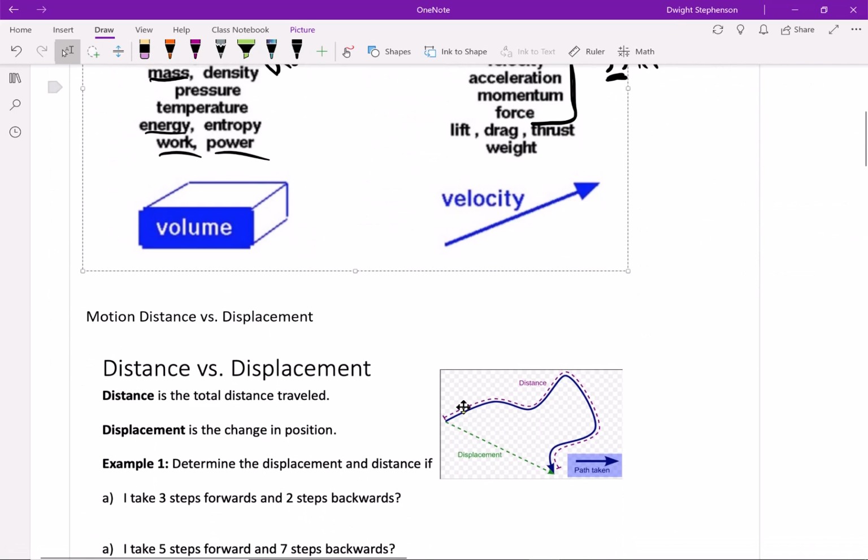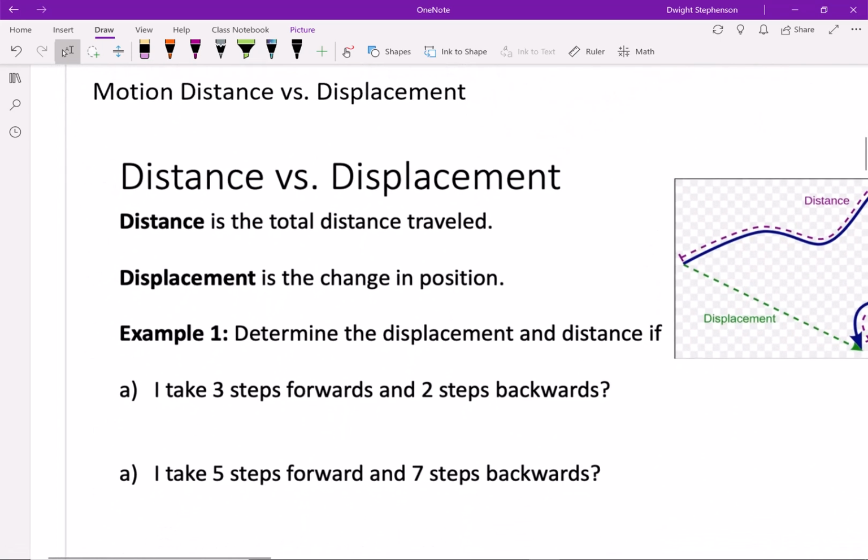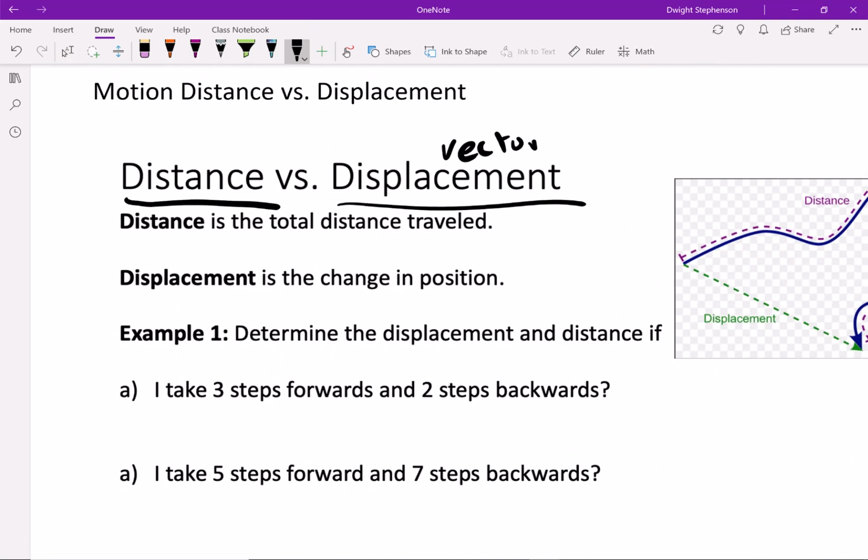So the first thing we'll discuss with motion is distance versus displacement. Remember, distance is a scalar, displacement is a vector. Distance is the total distance, total path traveled. It's easy with an example. Total number of steps traveled, total number of miles traveled, whatever you traveled.